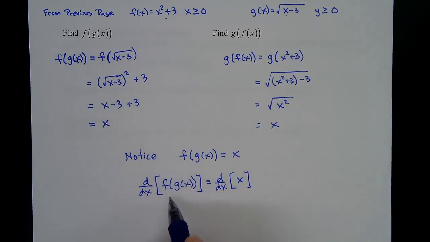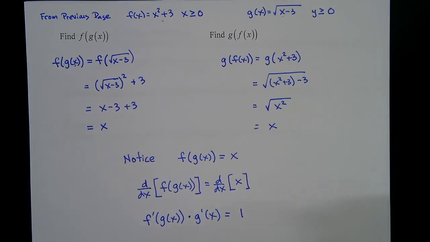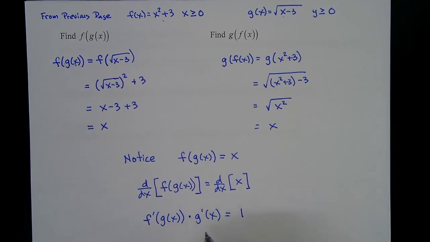To find the derivative of this one, we have to apply the chain rule. So this is f prime of g of x times g prime of x is equal to 1. dx over dx if you wanted to, but 1 still. Which means g prime of x, which is the inverse of f, is equal to 1 over f prime of g of x.